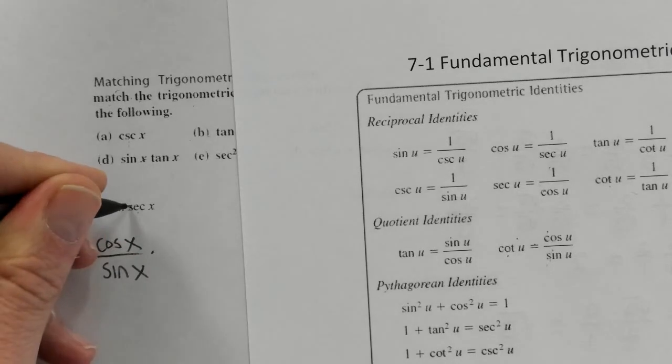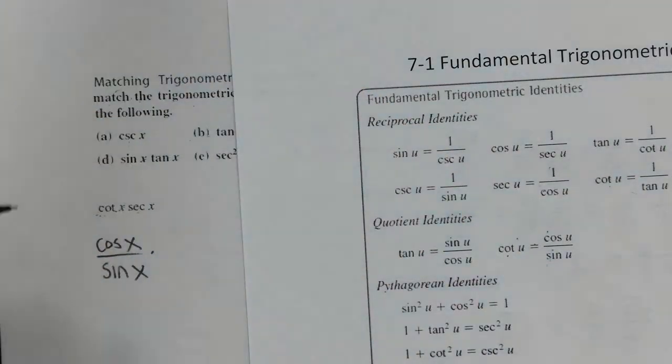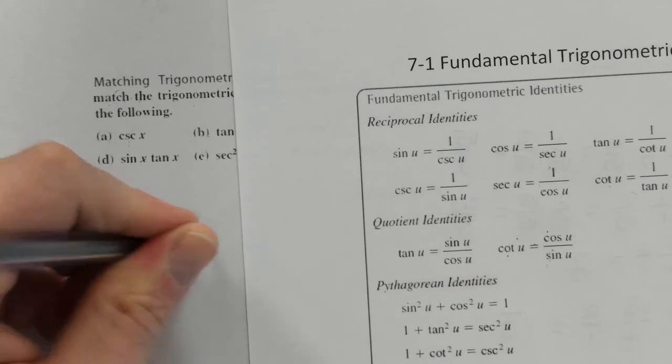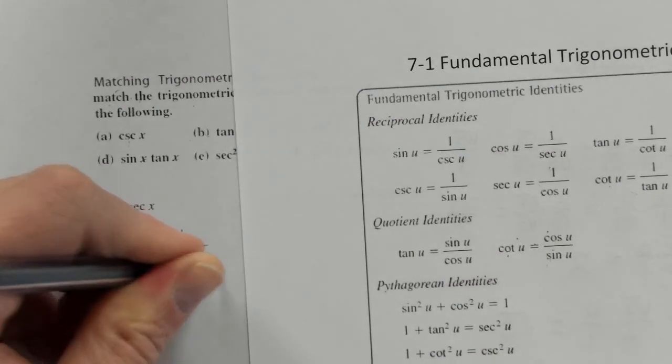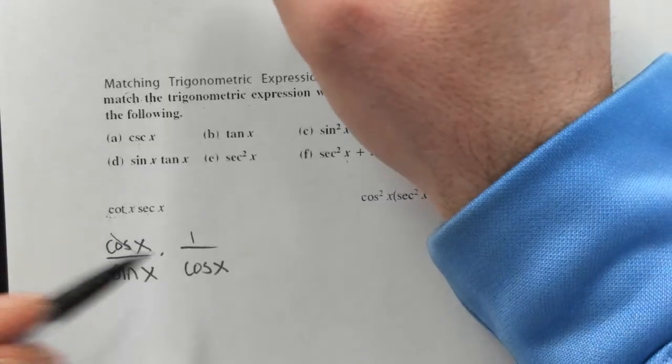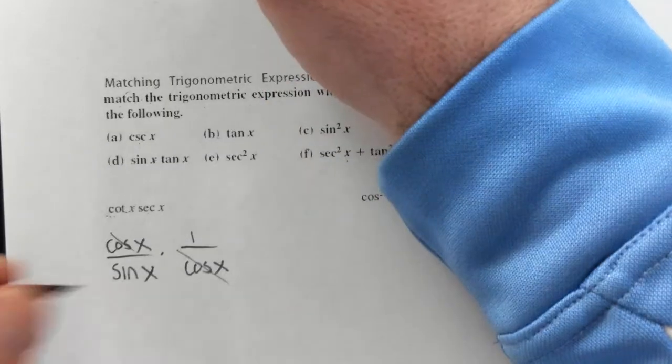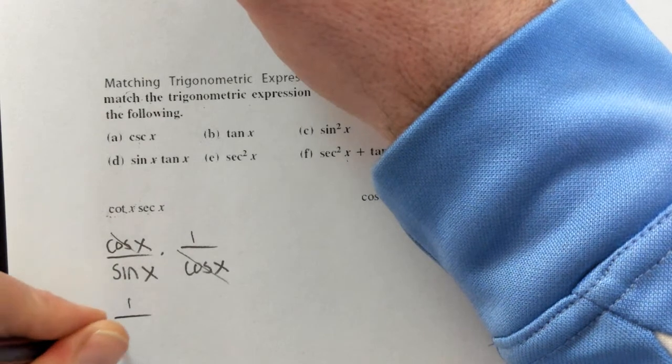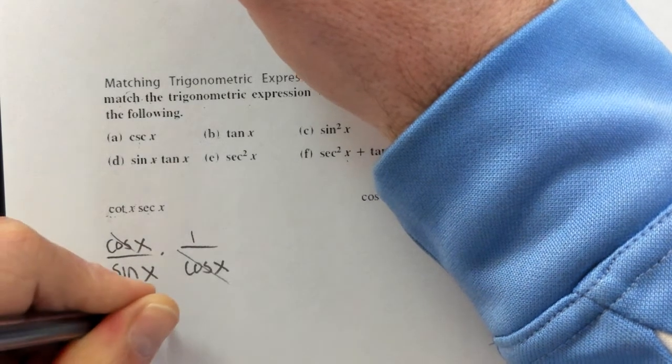And secant can be changed to 1 over cosine. All right. Now, once again, how does that help me? Because the cosines are going to do what here? Cancel out. I'm left with 1 over the sine of x.